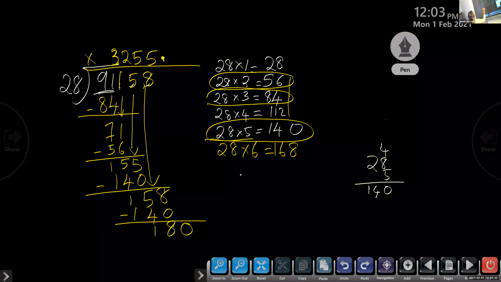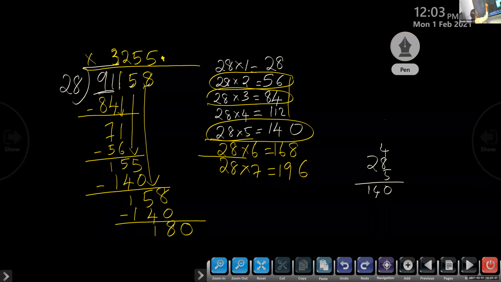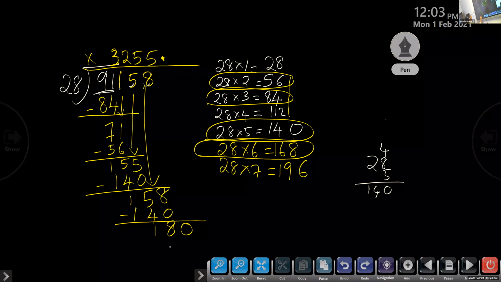So we will do one more. 28 times 7, find out the answer and tell me. 196. So here we have 180 only. So what can we take, children? 28 times 6. After we place the decimal point, when we divide, you have to write 6 times 28. The answer is 168.